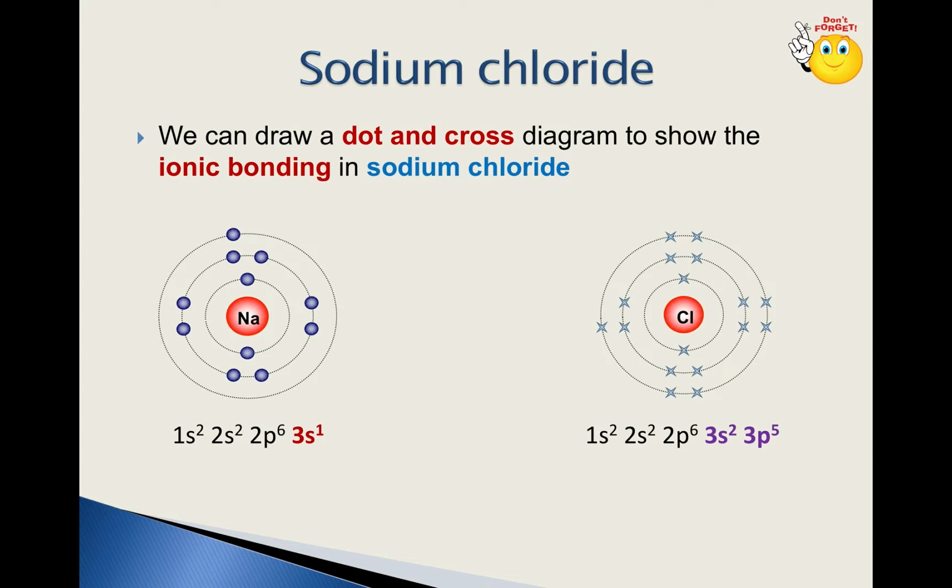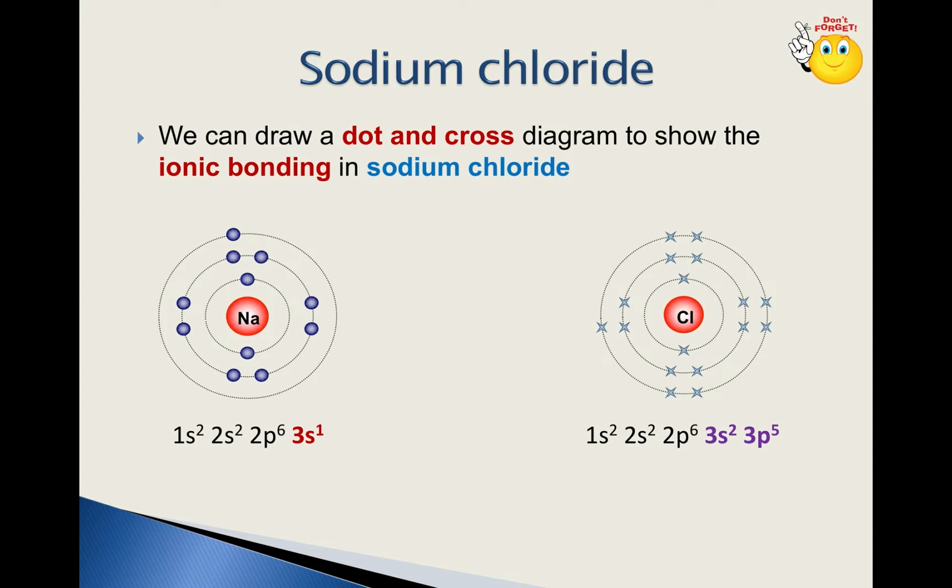If we look at the A-level electron arrangement, then sodium's electron arrangement is 1s2, 2s2, 2p6, 3s1. And we can clearly see on this slide, I've coloured in red the outer shell, which is 3s1. In order for sodium to get a complete electron arrangement or a noble gas electron configuration, it needs to lose that 3s1 outer electron, and therefore its electron arrangement will become 1s2, 2s2, 2p6.